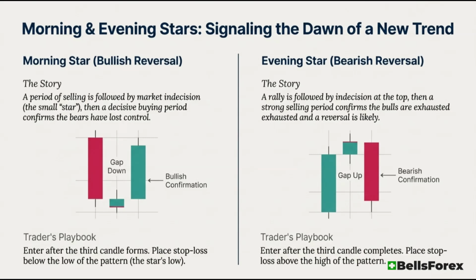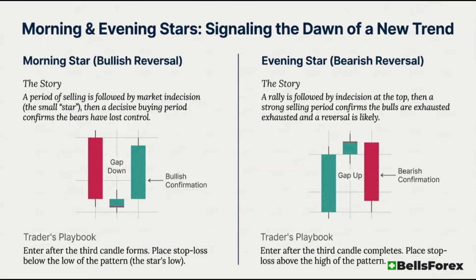And the evening star is just its symmetrical mirror, right? A bearish reversal at the top of an uptrend, a big bullish candle, then that little indecisive pause, and then the final strong bearish candle. And that third bearish candle must close below the midpoint of the first bullish candle. It signals the bulls are losing momentum, and sellers have stepped in with enough force to undo most of the prior gain.